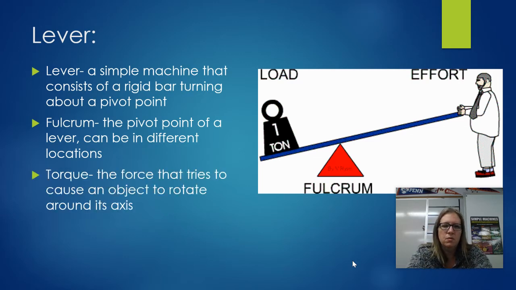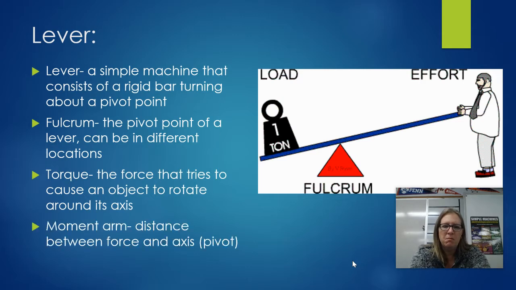When we talk about these levers, we talk about something known as torque, and torque has to do with that rotational movement. You might have a torque wrench to work on a car, and that's actually rotating the bolts in your car. But torque can also apply to these seesaws, these levers, okay? So the force is trying to cause the object to move, but it's actually making it want to rotate all the way around that axis, okay? And then the moment arm is the distance between the force and the axis, okay?